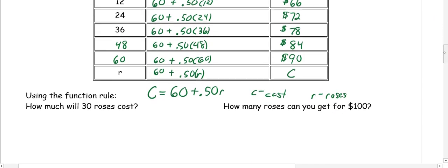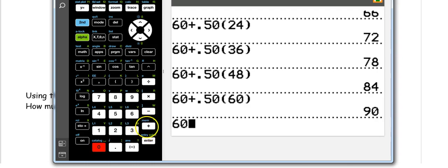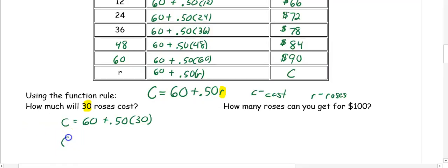So if it says how much will 30 roses cost, we want to put 30 in for R. So our cost is equal to 60 plus 0.50 times 30. So we can just put that into the calculator. 60 plus 0.5 times 30, which gets us $75. Remember to label your answer, so I have the dollar sign.